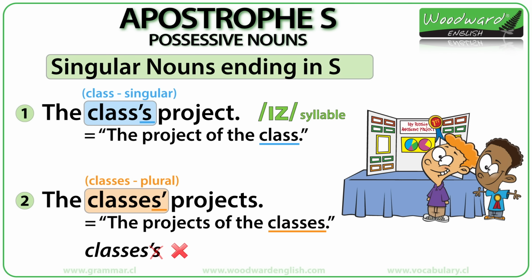Now listen to the pronunciation of both sentences again. 1. The class's project. 2. The classes' projects. In both sentences, class's and classes' are pronounced the same, but they are written differently. The context of what we're talking about usually tells us if we're talking about one class or two classes.